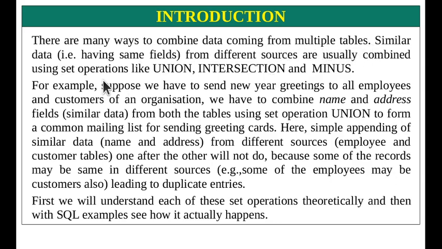Similar data having the same fields from different sources are usually combined using set operations like union, intersection and minus. For example, suppose we have to send New Year greetings to all employees and customers of an organization. We have to combine name and address fields, similar data from both the tables, using the set operation union to form a common mailing list for sending greeting cards.